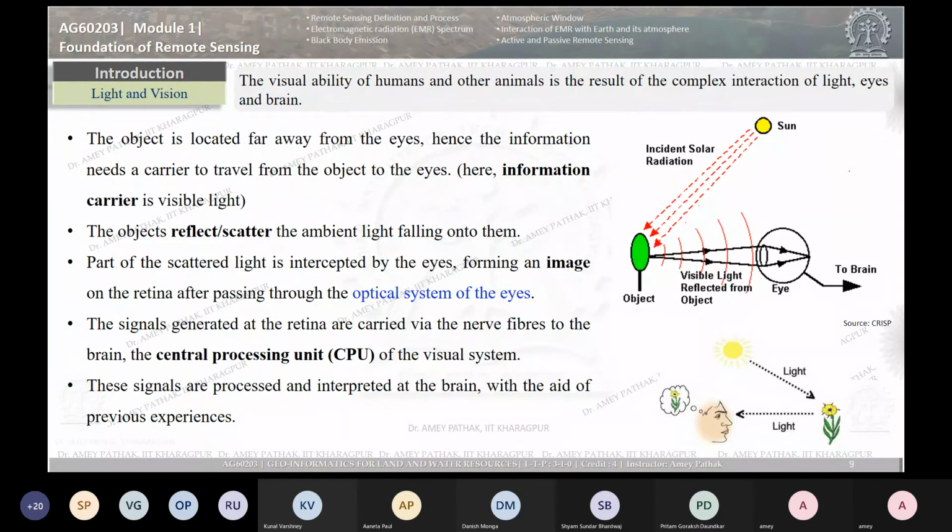What is data? Raw information which has to be processed. This object is only reflecting the light, and this light is being sensed by our eye. That is our data. Our eyes do not know what it is. Only when that data is supplied through nerves to our brain, based on the previous information that our brain has gathered, we come to the conclusion that this may be a flower. So this is the entire process of remote sensing.